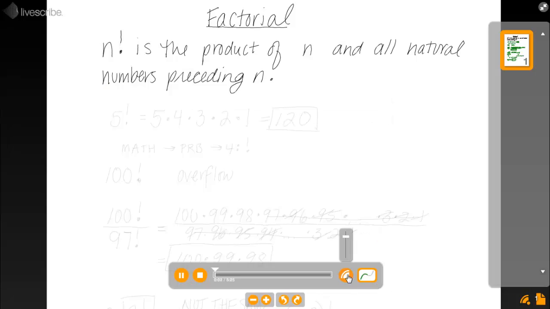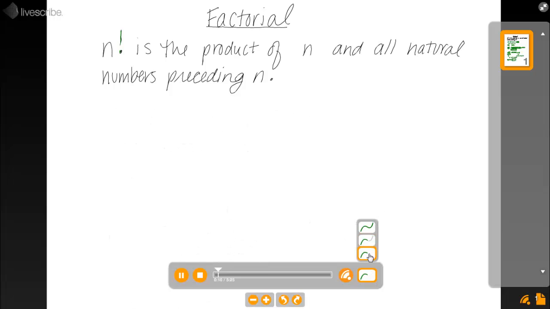Here are some quick notes about what the operation factorial means. The notation for factorial is an exclamation point, and we would read that as n factorial. It is the product of n and all natural numbers preceding n.